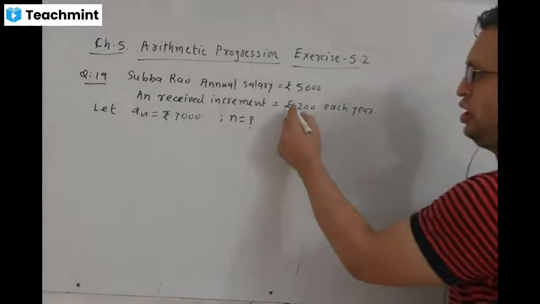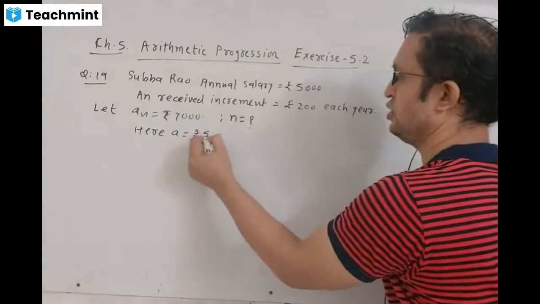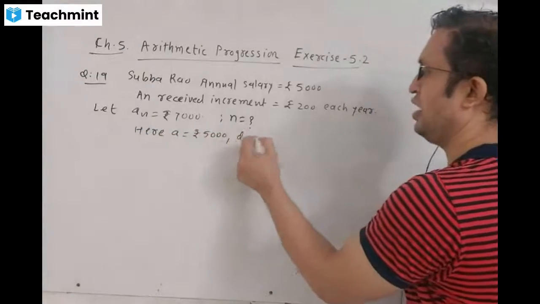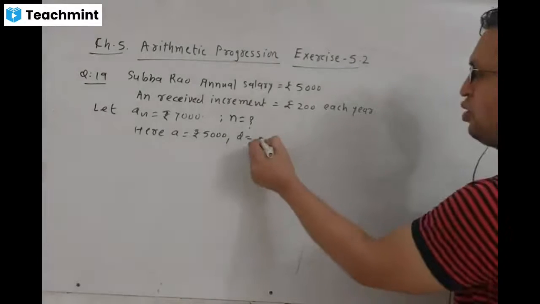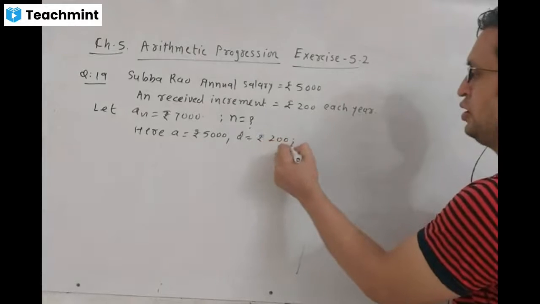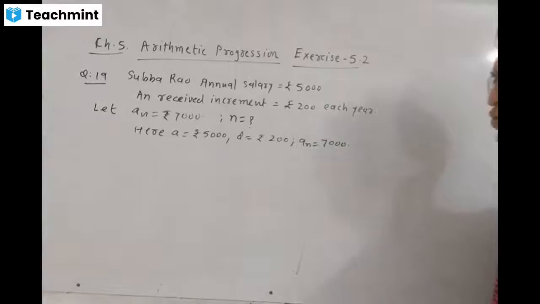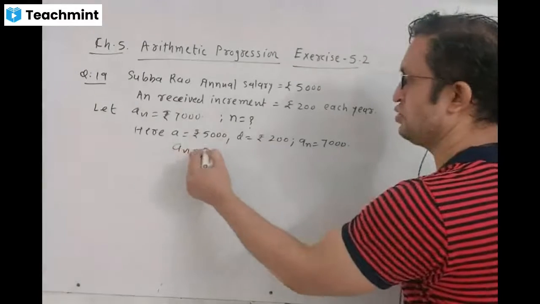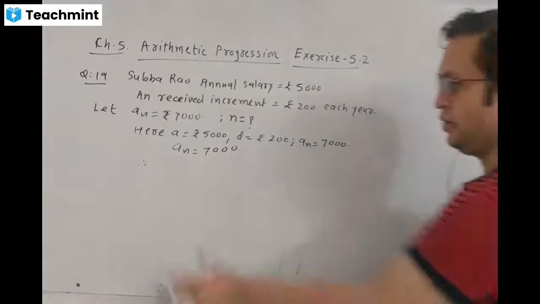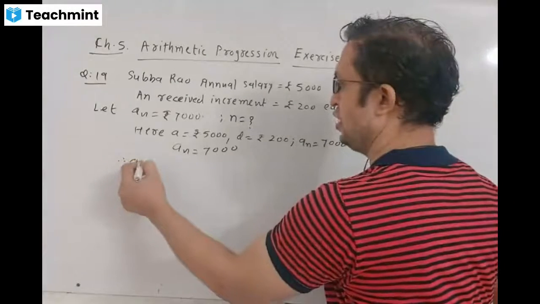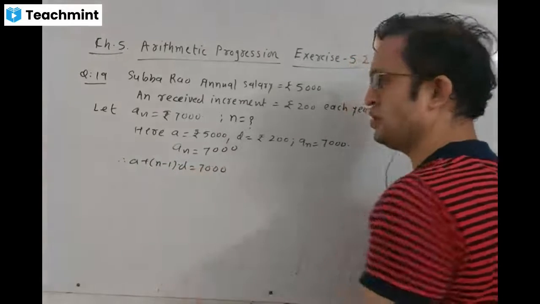So here A is equal to the starting salary, rupees 5,000. The increment received in each year is rupees 200, therefore the common difference is rupees 200. AN is equal to 7,000 and N is the unknown. AN means A plus N minus 1 into D, which is equal to rupees 7,000.